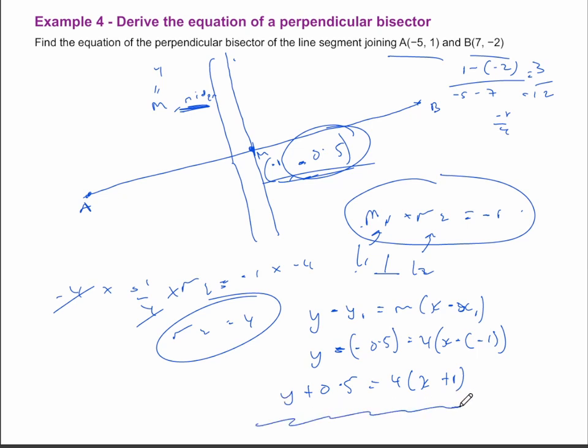Then here you can rewrite it into y equals mx plus c if you want, and we can do that as well. y plus 0.5 equals 4x plus 4. Minus 0.5 on both sides, y equals 4x plus 3.5. And that's going to be your final answer here if you want it in the format of y equals mx plus c.